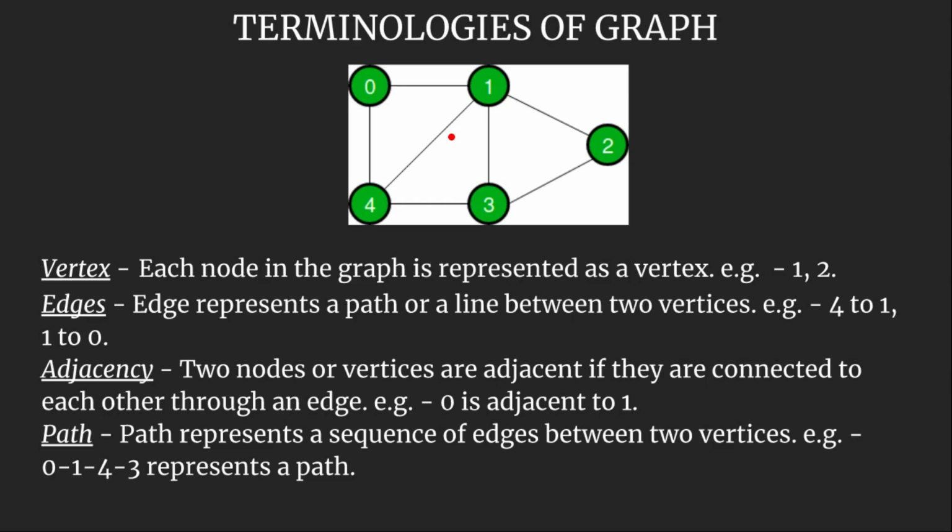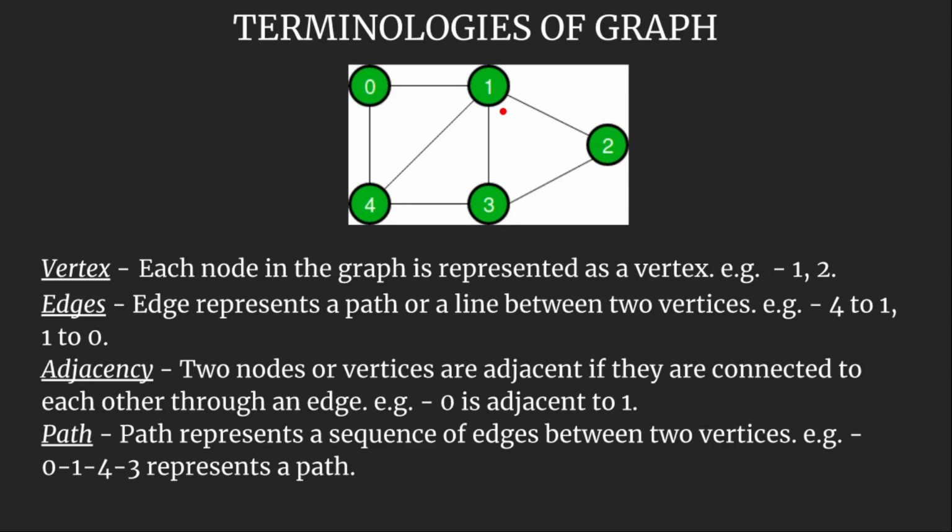Another term is adjacency. Two nodes or vertices are adjacent if they are connected to each other through an edge. In this example, we can see that 0 and 1 are connected via this edge, so they are adjacent nodes. Like this, 0 and 4 are adjacent, 3 and 2 are adjacent, 2 and 1 are also adjacent.